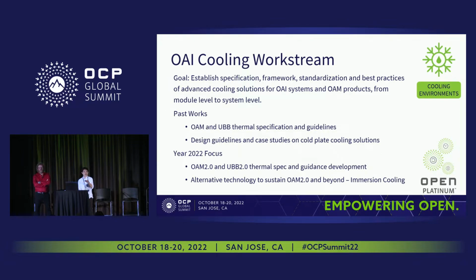So you probably have seen this material before. What does the OAI Cooling Workstream do? Basically, we establish specification, framework, standardization, best practice, or advanced cooling solution for OAI systems and OEM products from module level to system level. We have done past works on OEM 1.0, EBB 1.0 specifications and guidelines. We have done design guidelines and case studies around the co-play cooling studies. While in 2022, this year, we start focusing on OEM 2.0, EBB 2.0, and also alternative technology to sustain OEM 2.0 and beyond, which is immersion cooling.